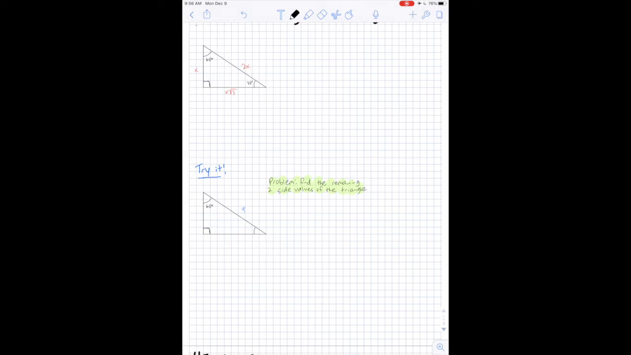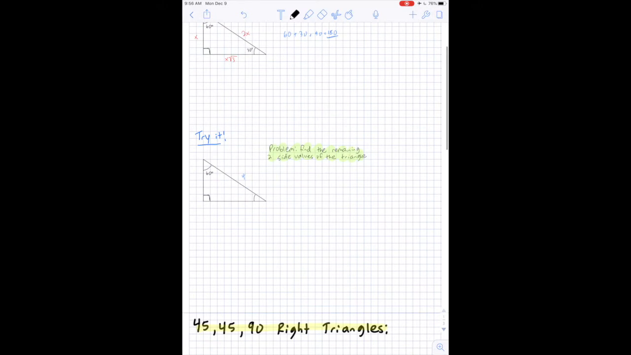Okay, so the problem asks us to find the remaining two side values of the triangle. And that might seem hard, right? We have this 90 degree angle here, and we have the 60 degree angle here, and we're given a side of 4. Okay, let's start by thinking about what that third angle of this triangle would be. Well, we have a 90 degree angle, we have a 60 degree angle, we have something else, and that's supposed to equal 180.